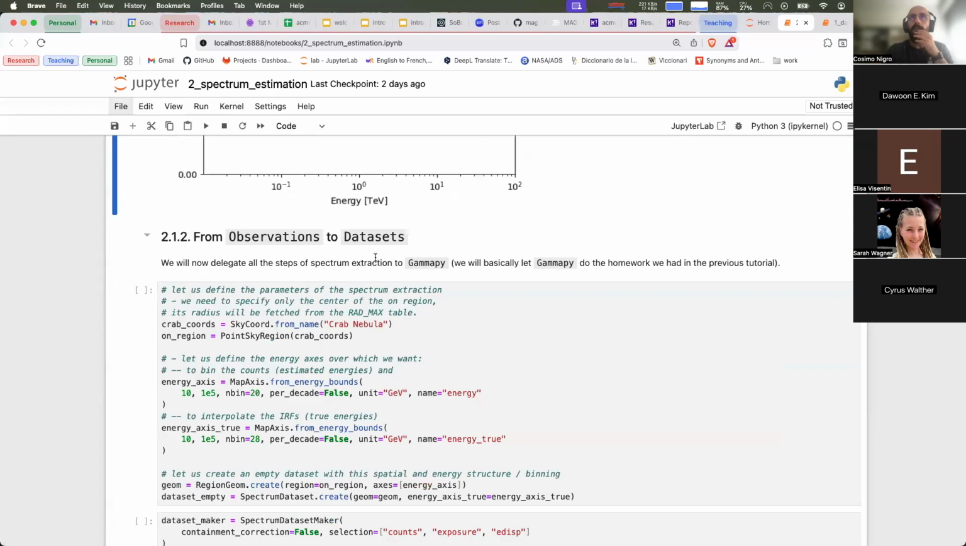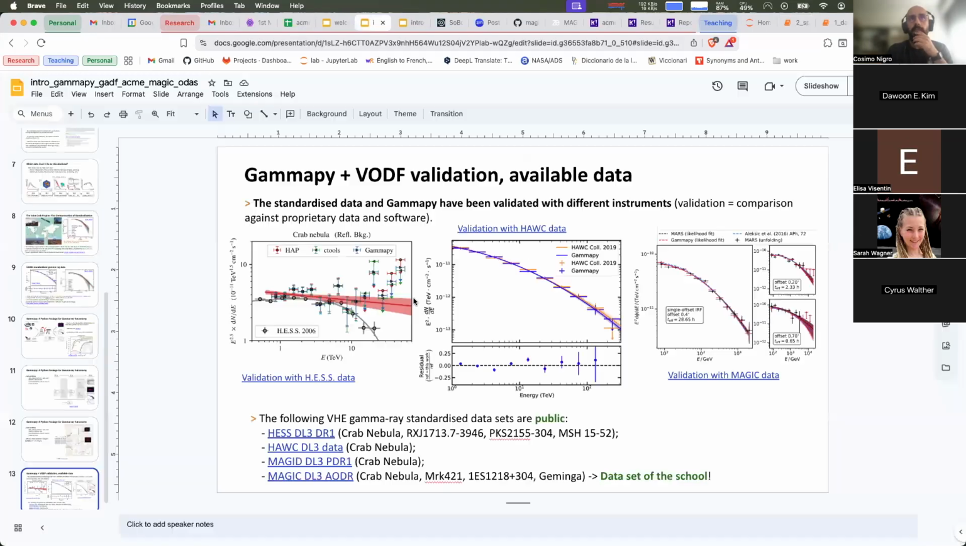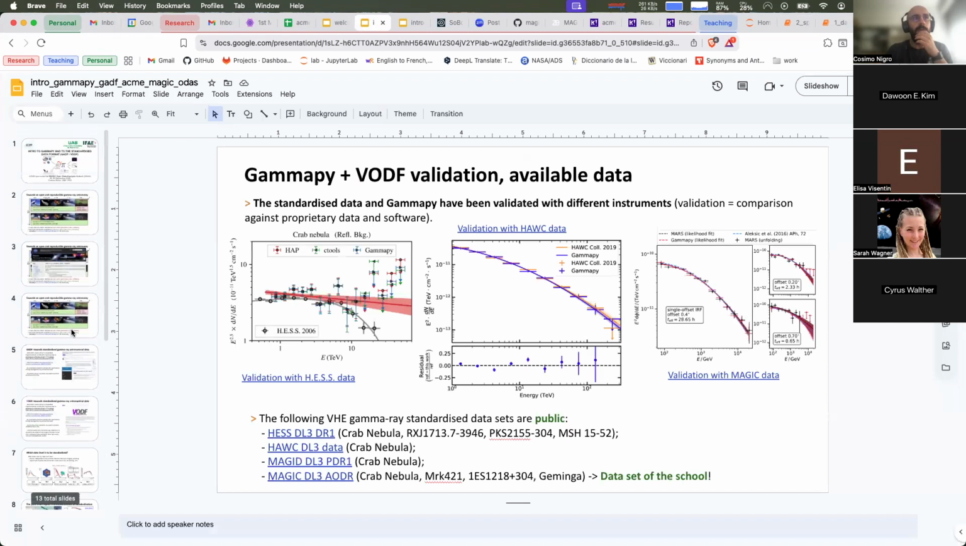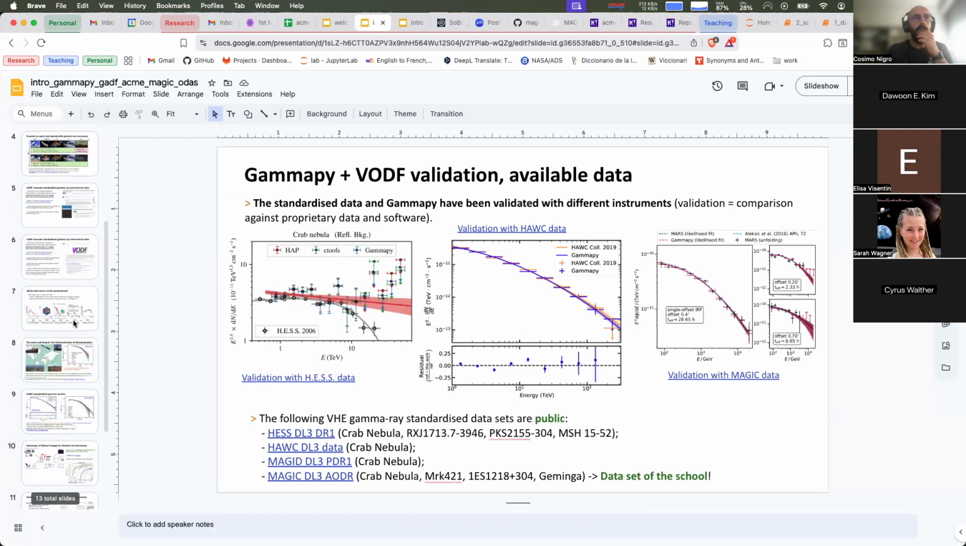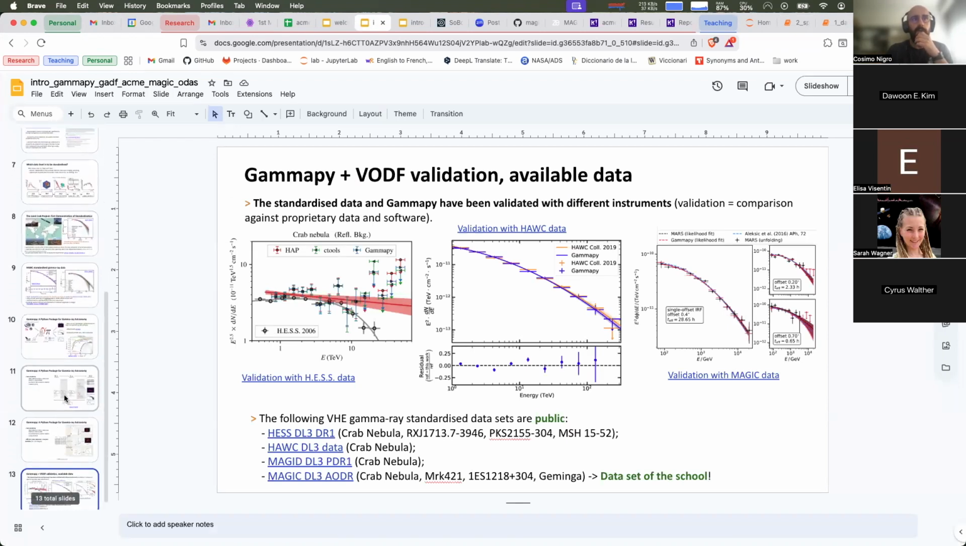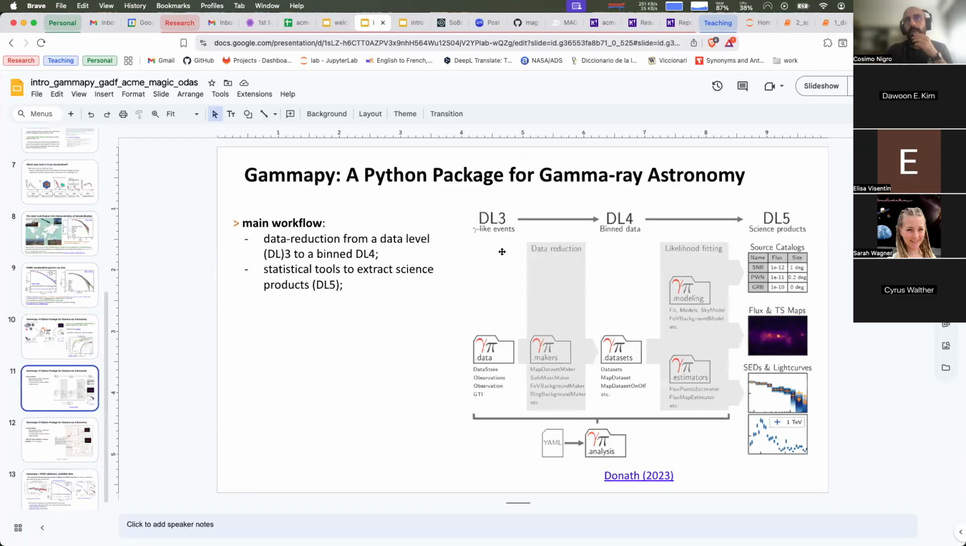So what we do now is we move from observation to a data set. If you remember the introduction to Gammapy, one of the main functionalities of Gammapy is to move from the events to binned data. So that's what we do now. We will go from observations to data sets.